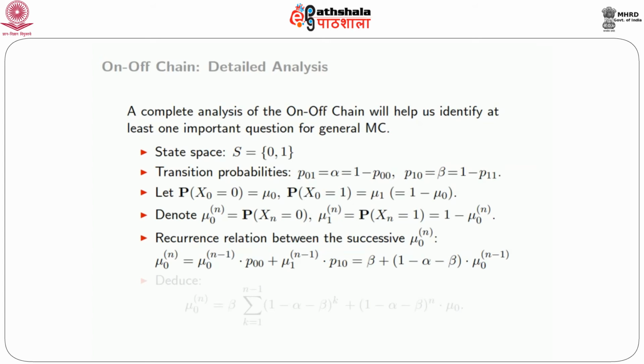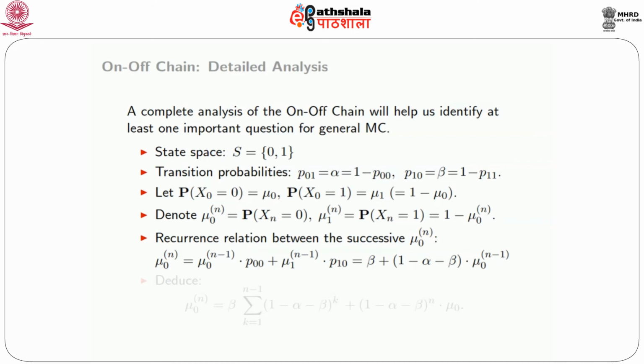And if you do that, the second expression on the right is what you get: beta plus 1 minus alpha minus beta into that. So essentially what this does is, I have expressed mu0 n in terms of mu0 n minus 1. So that's what we meant by the recurrence between the successive mu0 n's. And now, of course, if you iterate this, by that I mean, in place of mu0 n minus 1, substitute its expression in terms of mu0 n minus 2 and carry on like this, then what you end up getting is this simple result. That's just algebra. Okay, that's what you get.